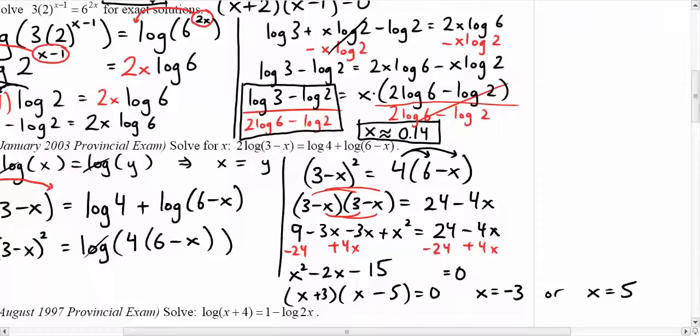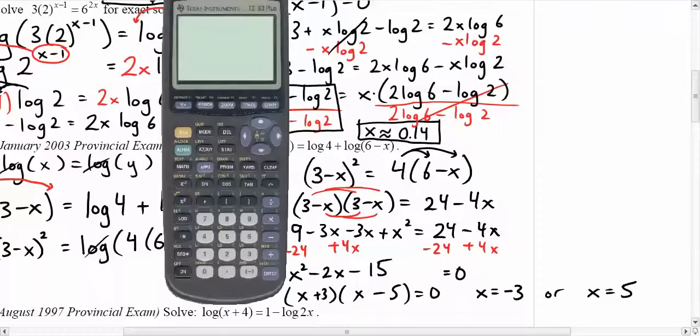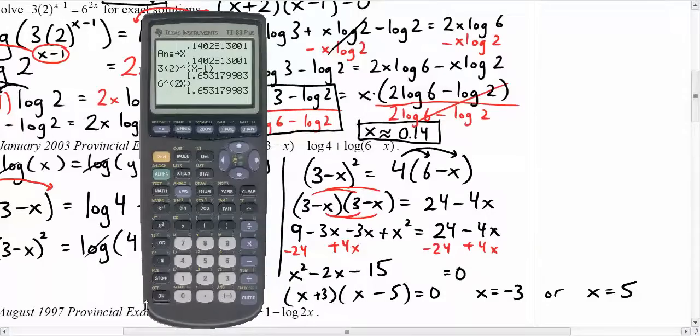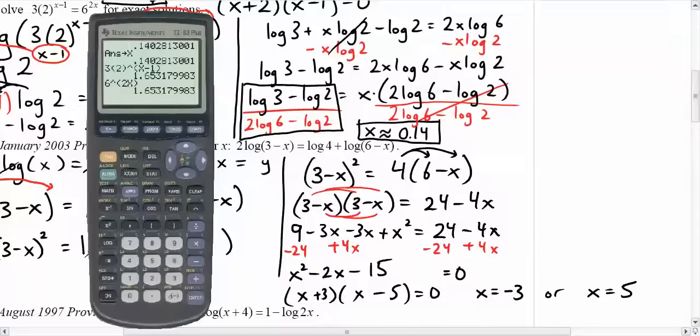And so, like a good mathematician, I'm going to check those answers. So first, let me store -3 as x. I'm going to use the original equation. Whenever you check, always check with the original. So on the left side, I get 1.55. And on the right side, I get 1.55. Yes, it works.